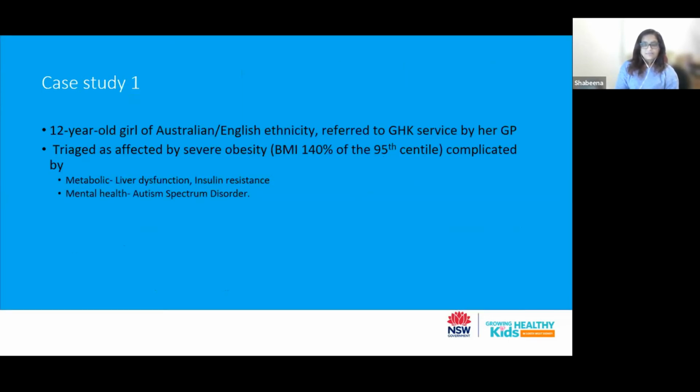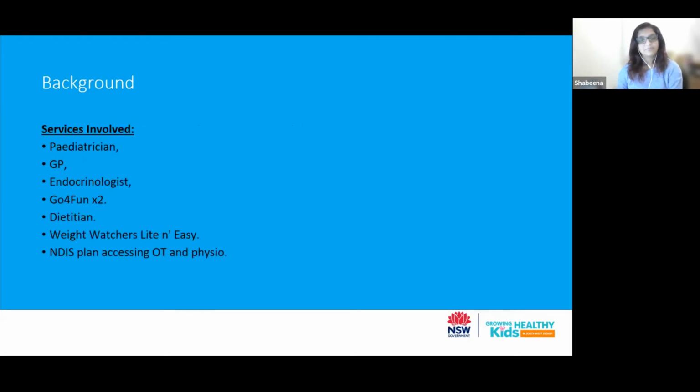This is a nice, wonderful case study of ours. She is a 12-year-old girl of Australian English ethnicity background. She was referred by her GP, and she was triaged as well about the healthy weight. Her BMI was 140% of the 95th centile, and it was complicated with liver dysfunction, mainly insulin resistance, and mental health issues, which is mainly autism spectrum disorder. So we had this child who had not only physical issues, but also behavioral and mental health issues as well. So we got involved because she had comorbidities.